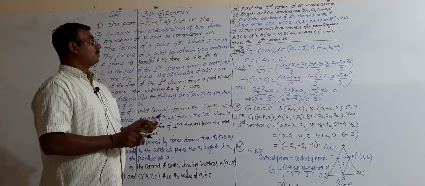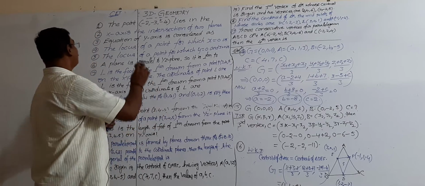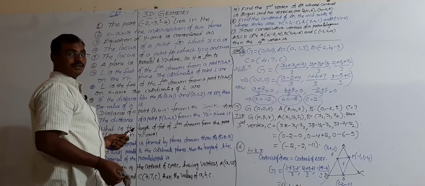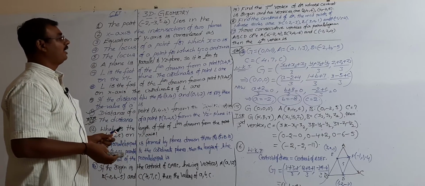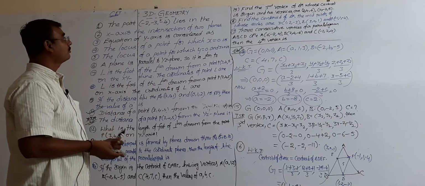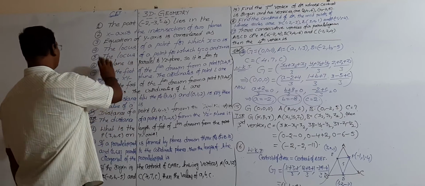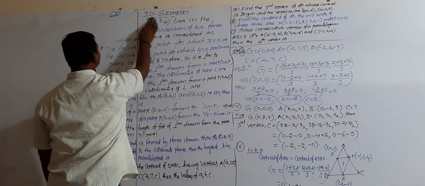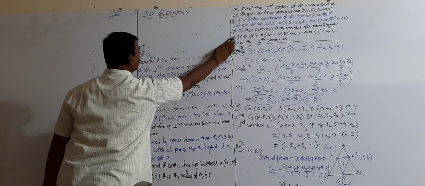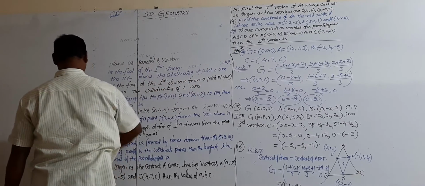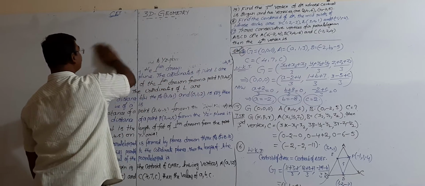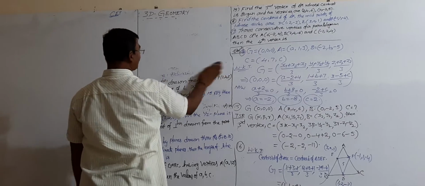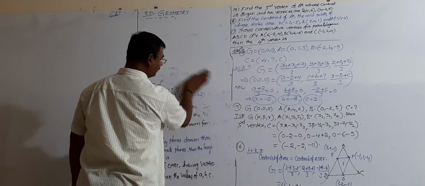Now we are going to question number 17. Note down all these questions quickly and revise everything. From the CET point of view, we have to be thorough with everything. Now I am going to the question number 17 problem. Read the problem carefully.